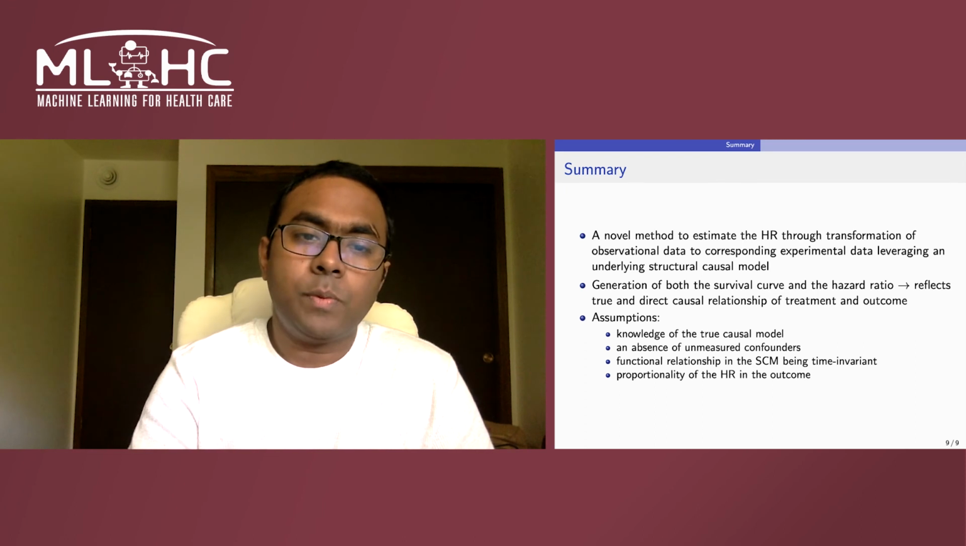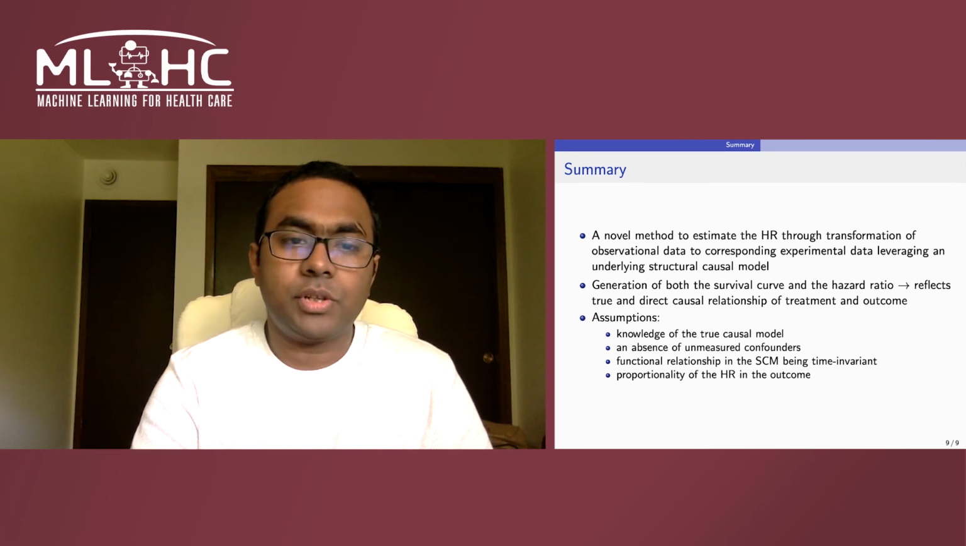To summarize, we propose a novel method to estimate the hazard ratio using the Cox proportional hazards model using the transformation of observational data to corresponding experimental data, leveraging an underlying structural causal model. Our proposed method is capable of generating both the survival curve and the hazard ratio, along with proper backdoor adjustment based on the underlying SCM. The hazard ratio calculated reflects true and direct causal relationship of treatment on outcome.